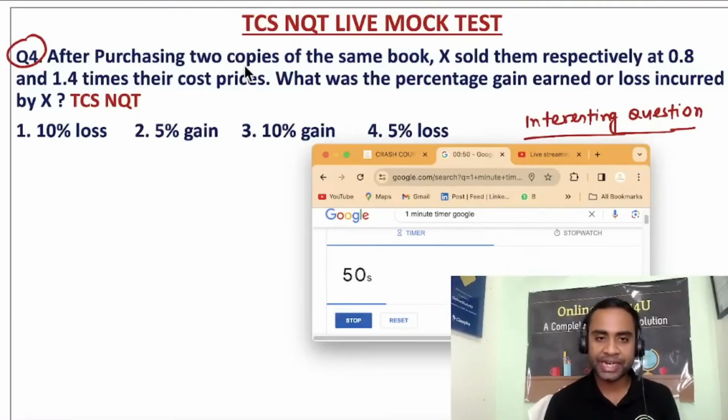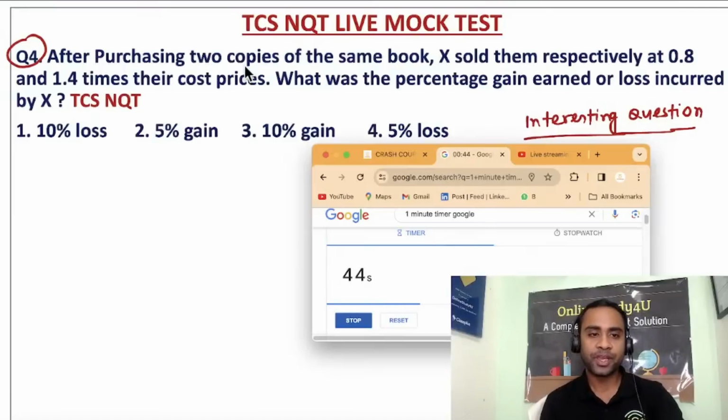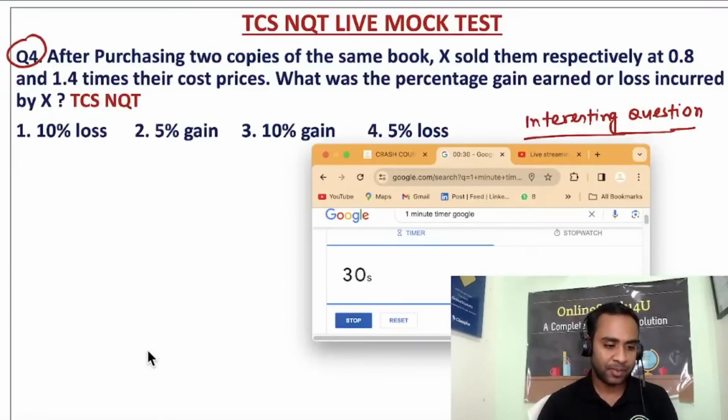After purchasing two copies of the same book, X sold them respectively at 0.8 and 1.4 times their cost price. Subham has already given the answer. Very good, Subham. What was the percentage gain earned or loss incurred by X? Sarmila has told option 3 is the correct answer. Very good. What about other people? Please try to solve. This is an easy problem.